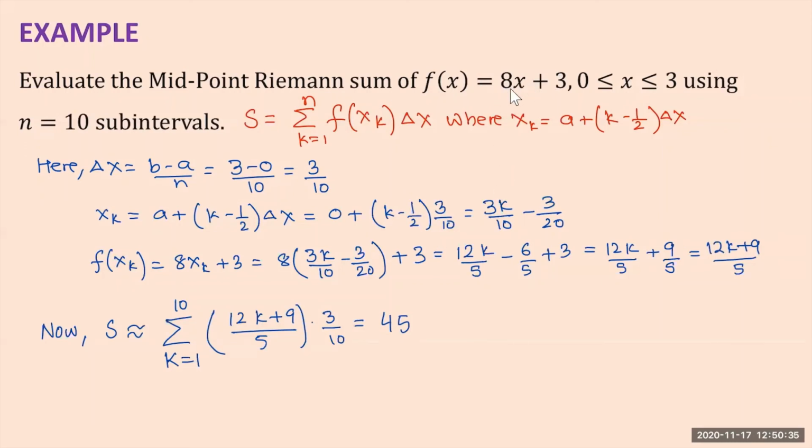f of x equals 8x plus 3, the x-axis, and x equals 0 and x equals 3. Although the Riemann sum will approximate the area, in this case, since we are using the midpoint Riemann sum, the exact value of the area is 45, and the approximated value is also 45. Meaning the midpoint Riemann sum approximates better compared to the left and right Riemann sums.